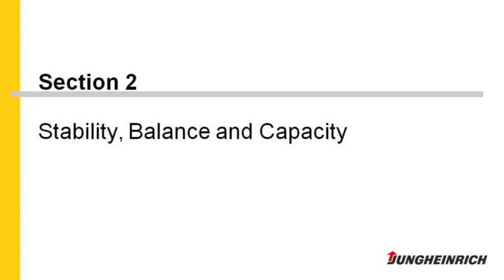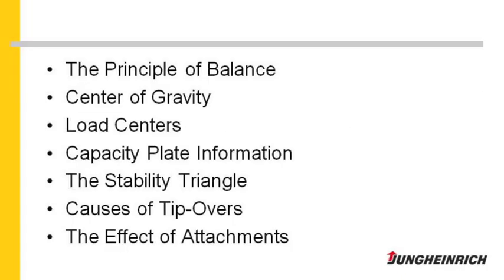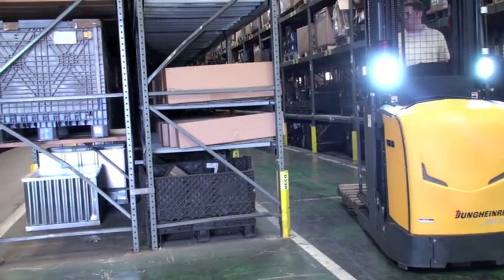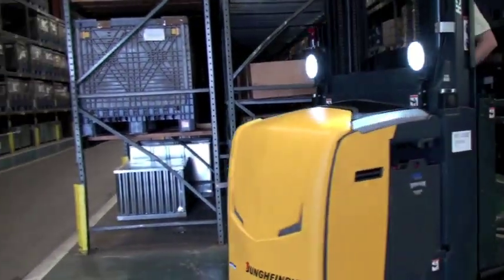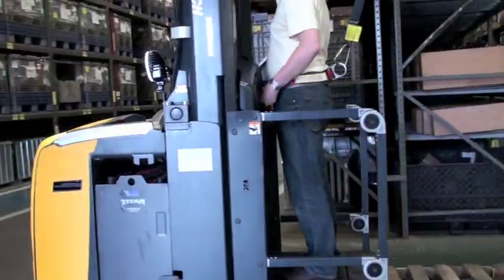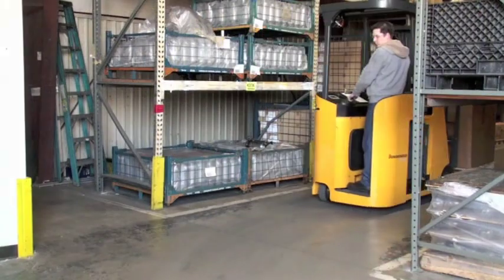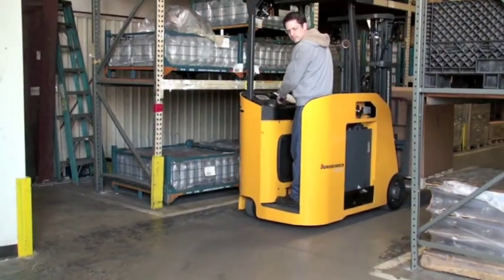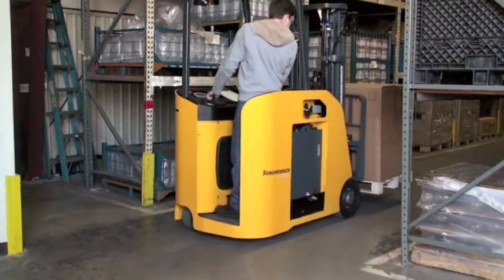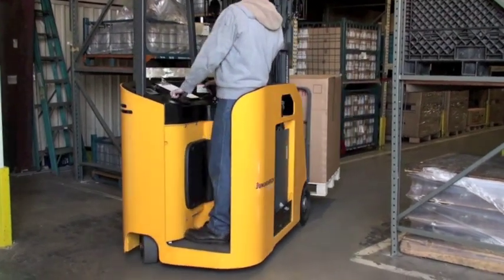In this section, we'll discuss the principle of balance, center of gravity, load centers, capacity plate information, the stability triangle, causes of tip-overs, and the effect of attachments on a lift truck. As a lift truck operator, your main goal is to operate your machine safely and with precision. In order to do this, you must always have your truck under complete control, and maintaining control means understanding the principle of balance. The stability of a lift truck is based on the principle of balance.